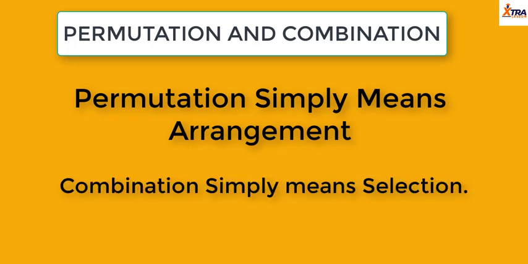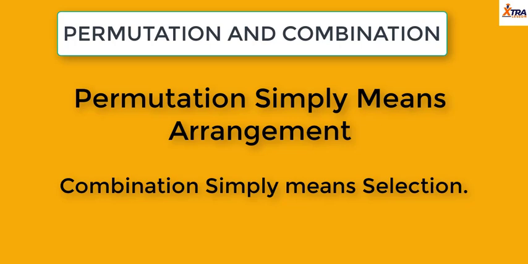So, if I want to rearrange something in many ways, maybe the letters of a word, into different formats, into different arrangements, it is called permutation. And then combination simply means selection.